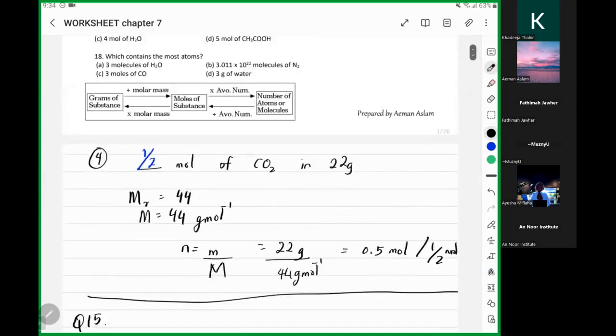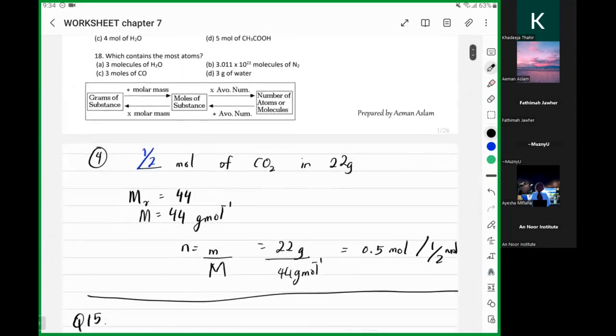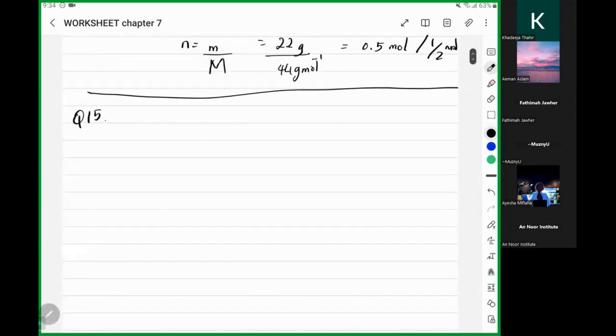The question is how many H2O molecules are there in 0.09 grams of H2O? So the question is what? X is what? How many molecules of H2O. And the information given is the mass, which is 0.09 grams of H2O. Okay. Is there anybody who solved this? Can you give me an answer first?